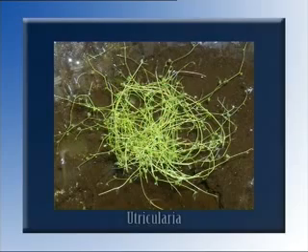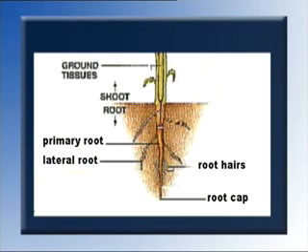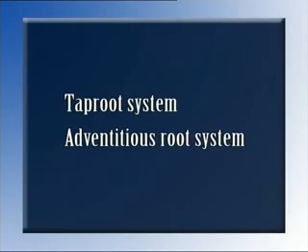Roots are present in almost all the vascular plants with few exceptions, such as Utricularia, which is an aquatic insectivorous plant. A true root system consists of a primary root, also called main root, and secondary roots, also called lateral roots or branch roots. On the basis of the origin, root system can be divided into the following two subcategories: taproot system and adventitious root system.